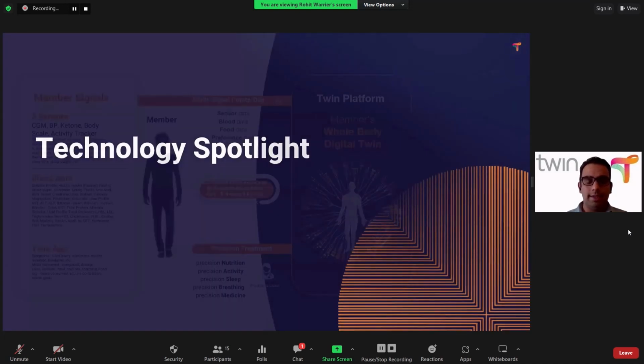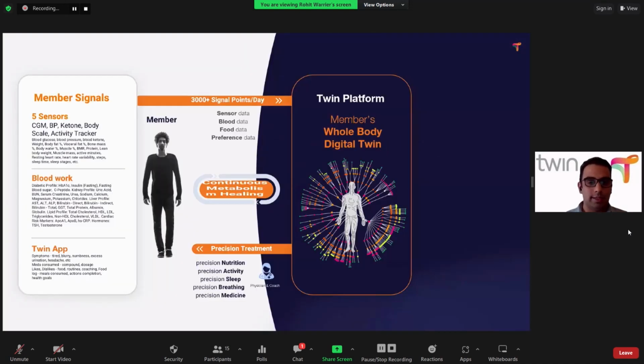So the key sensors that we use in a protocol like this: we want to build the whole body digital twin for every patient in the program. That's the whole idea of it, which is an exact replica. See, we know the fingerprint is so unique. This is why we use it as an ID. So you can imagine how unique the metabolic picture is. So that mapping is being done by the technology. 3,000 plus signal points are being collected on a daily basis through key sensors like the CGM, BP monitor, ketone monitor in appropriate cases, body composition scale, fitness activity tracker.